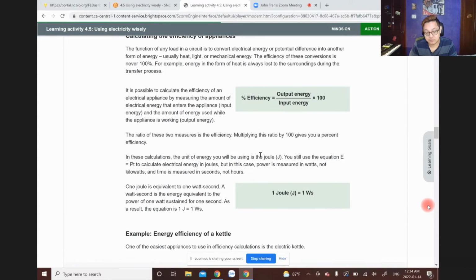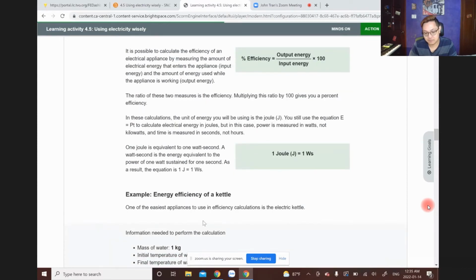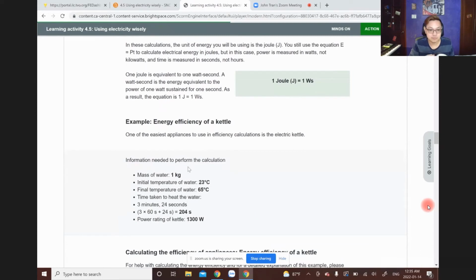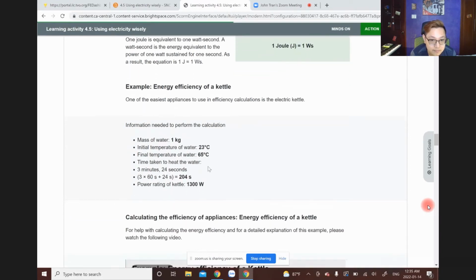Example, energy efficiency of a kettle. One of the easiest applications to use in an efficiency calculation is the electric kettle. Information needed to perform the calculation. Oh my god, I know it is 1300 watt. About 3.5 minutes to heat up the water. Oh, 3 minutes 24 seconds. I understand now. It's just to heat the water to like 65 degrees Celsius. It's not to boil the water. That's why it's only 3 minutes 24 seconds.